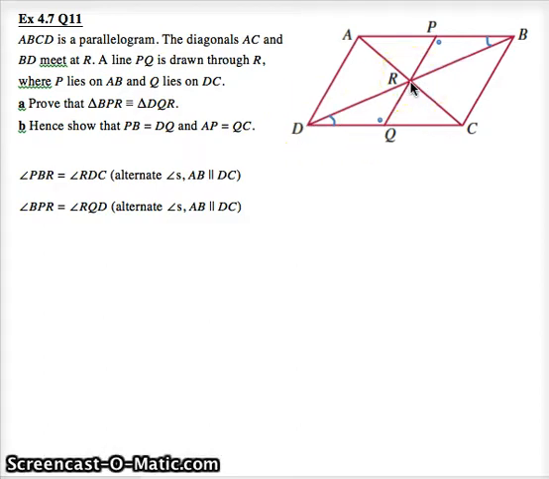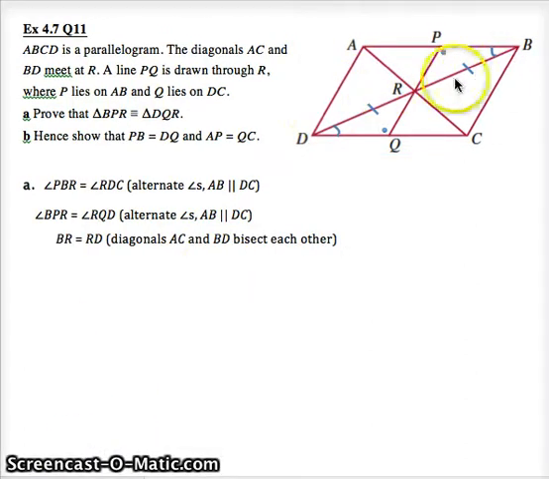The only other property of a parallelogram that we can use is a property about the diagonals. Now we know that in a parallelogram the diagonals bisect each other. So therefore we know that BR is equal to RD because the diagonals, which are AC and BD, bisect each other. So we're going to write that up now. BR equals RD, diagonals AC and BD bisect each other, and I'll put that information in on the diagram as well. So I've marked that BR equals RD, and we've written here that BR equals RD, diagonals AC and BD bisect each other.